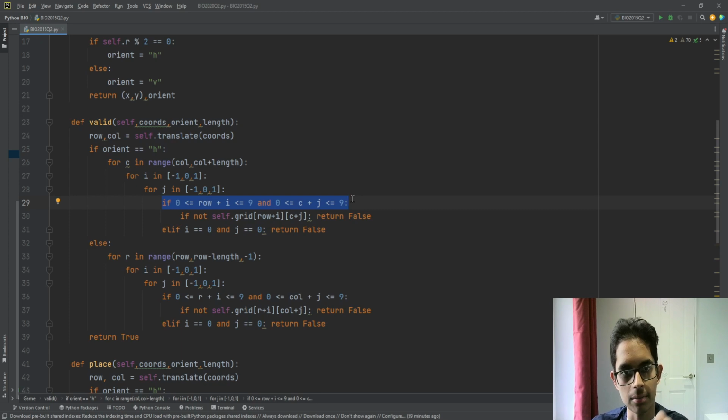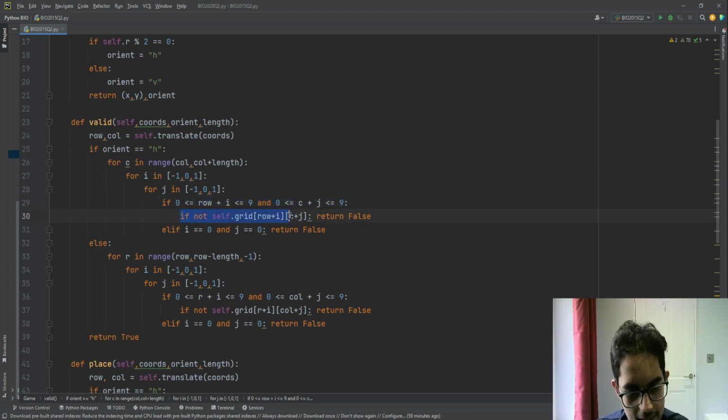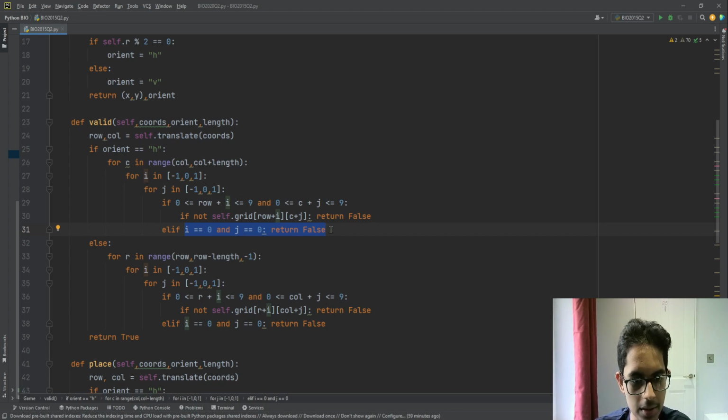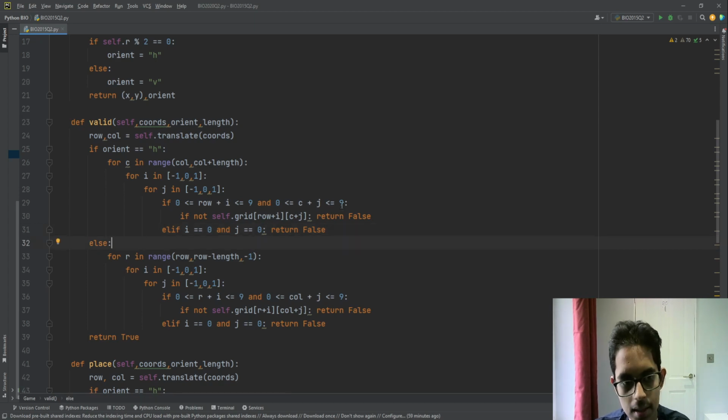And now if row plus i and c plus j are both within the limits, i.e. if it's a valid square on the board, then if that particular cell is occupied, i.e. if this is false, which means not this is true, then we need to return false, because that means that a particular adjacent square is occupied. And then otherwise, if they're both 0, then we also return false. The reason for this is that if i and j are both 0, then it's the row and column value itself which is there, and that one needs to be returned false anyway, basically.